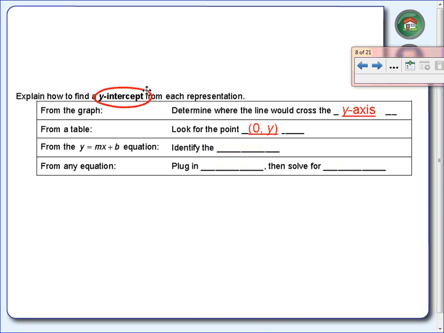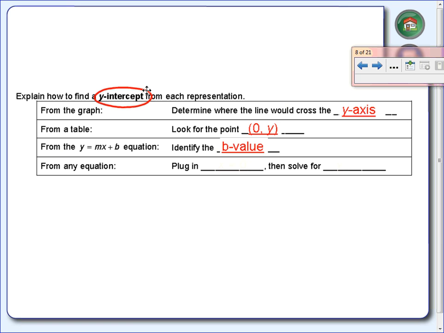The next one, what if I give you an equation in slope-intercept form? Where am I going to find the y-intercept? It's the b. Whatever the b is, represents the y-intercept.